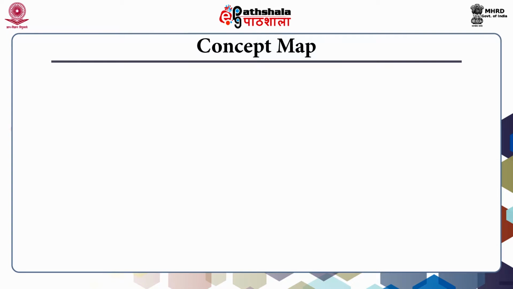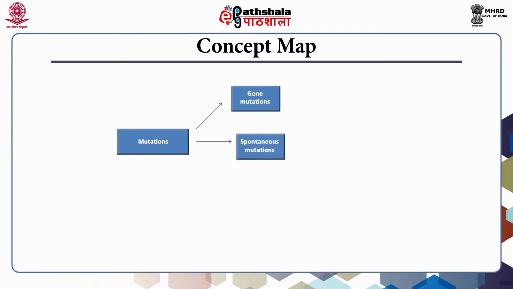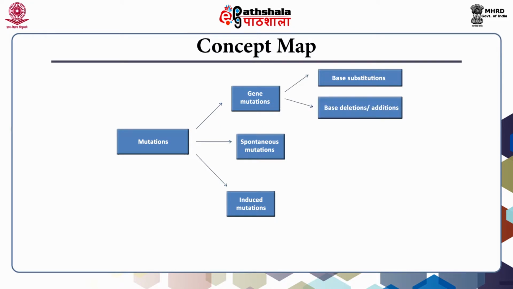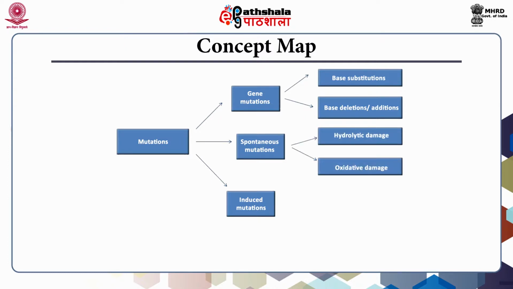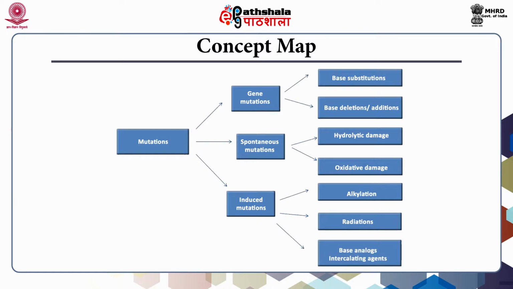The concept map could be that there are three kinds of mutations: the gene mutation, the spontaneous mutations and some induced mutations. Under the gene mutations, we will see the base substitutions, the base deletion or addition. Under spontaneous mutations, we will categorize hydrolytic damage or oxidative damage. In case of induced mutation, alkylation, radiation and base analogues will be discussed.